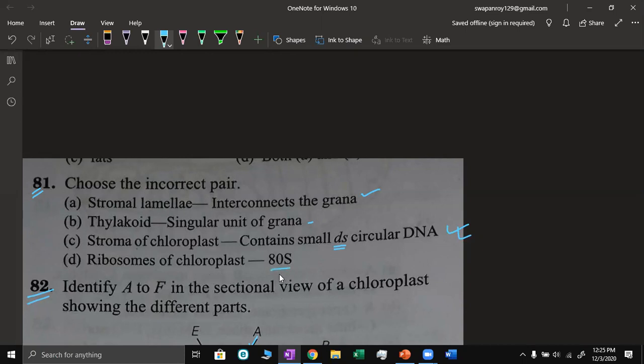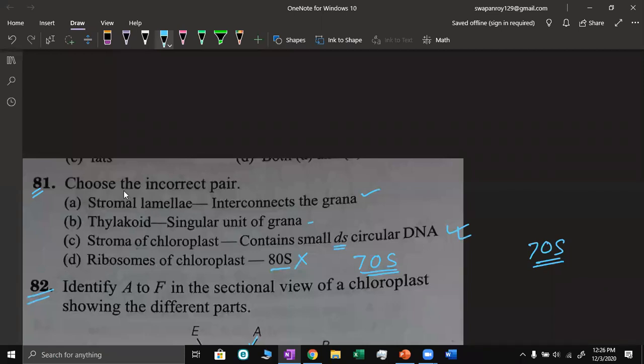Ribosome of chloroplast, 80S. This one is not correct. The ribosome of chloroplast is 70S type. It is always prokaryotic type. It is less than 80S. Chloroplast and mitochondria contain ribosomes, though they are organelles of the eukaryotic cell, but these organelle ribosomes are 70S type, not 80S type. So this is wrong.